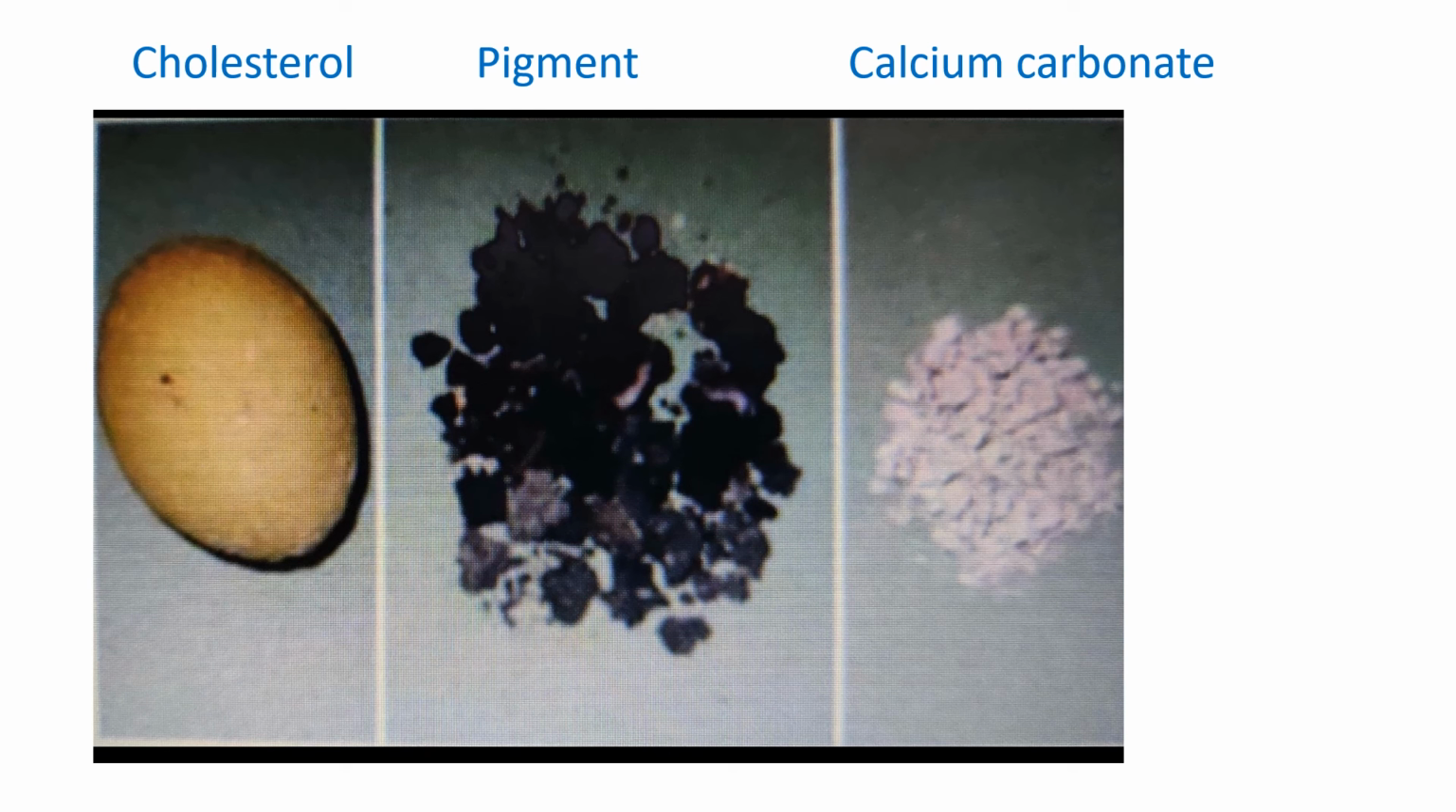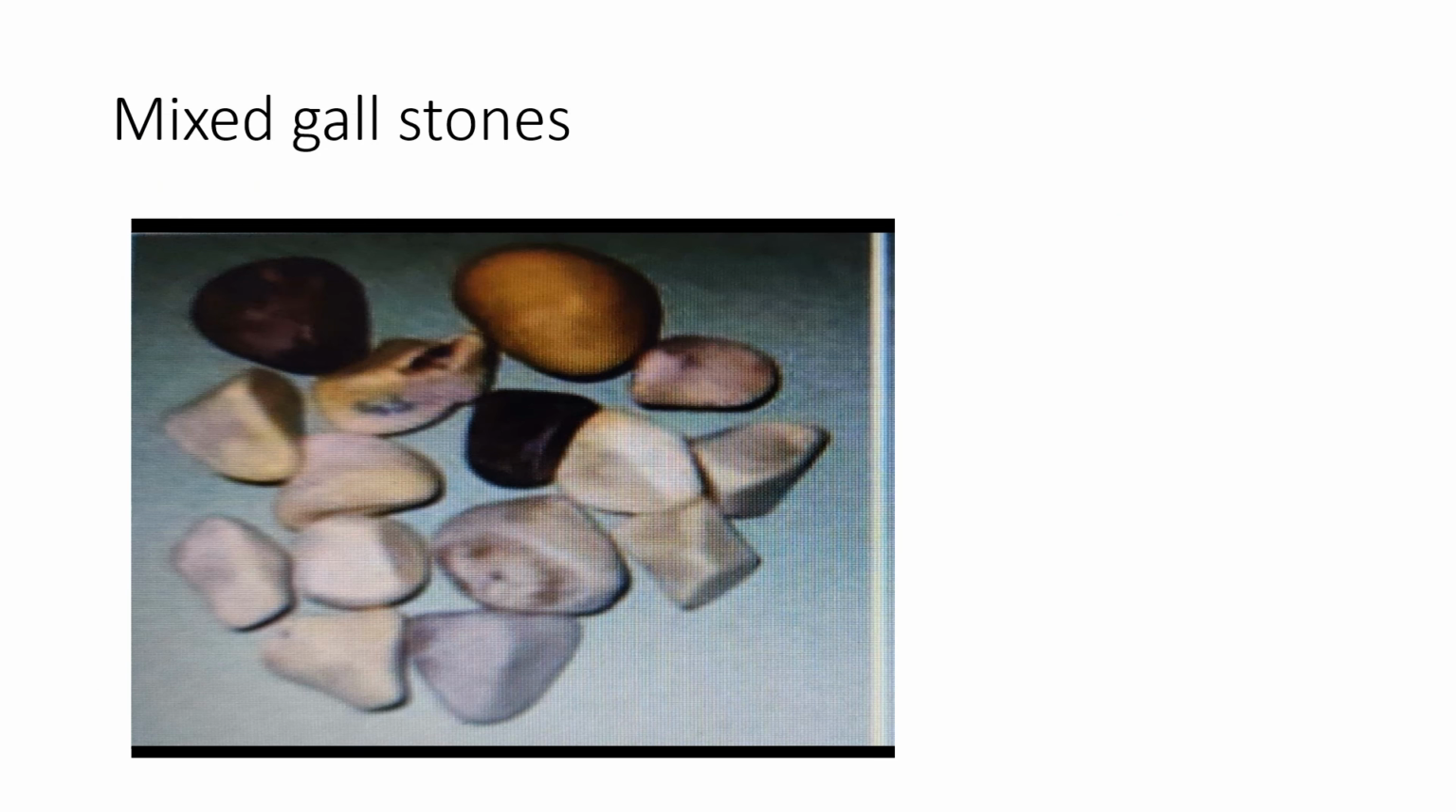Okay, here we can see a big solitary white stone. This is a cholesterol stone, which is single and white, and the surface is very smooth. The size is approximately 3 centimeters. These are pigment stones. They are black and multiple. And then the calcium carbonate stones, which are also multiple, and they are chalky white in color. Then these are the mixed gallstones, which are multiple and multifaceted. See this one, multifaceted.